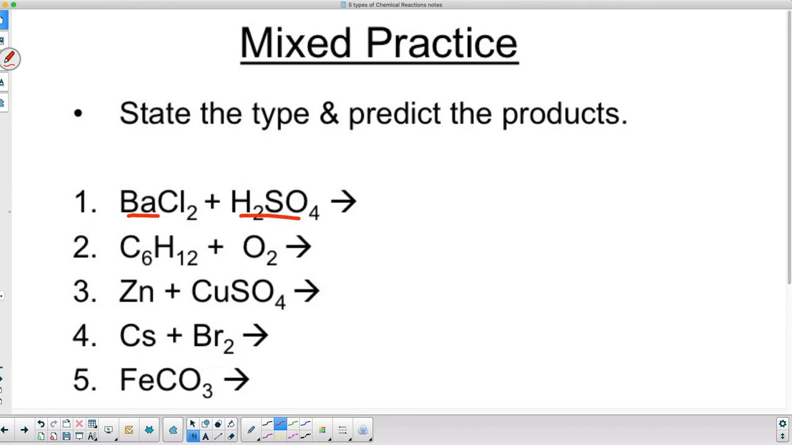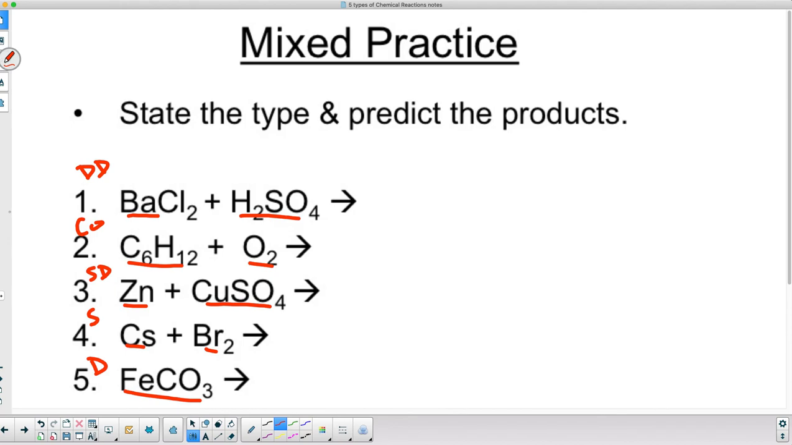So when I come to state the type, I have a compound and a compound. Compound plus compound, of course, is double displacement. I have a CH compound plus O2, that's going to be combustion. I have an element here plus a compound. Element plus a compound, if you look back through, is single displacement. I have an element plus an element, so that must be synthesis. And I have just one compound, and there's no plus sign like there are for the rest of them, and that's a dead giveaway, that's decomposition.